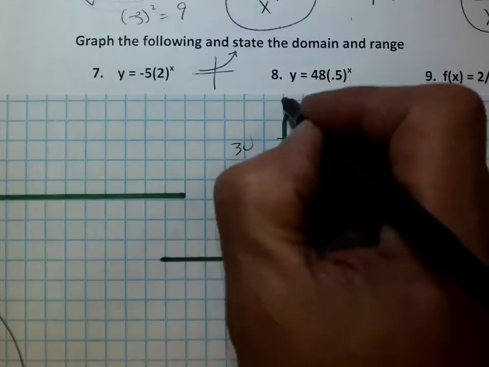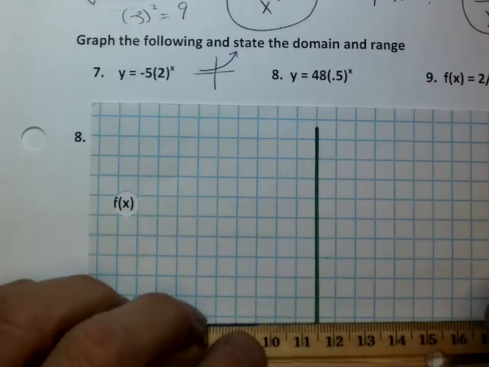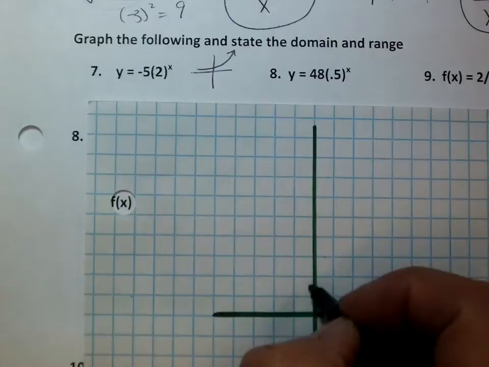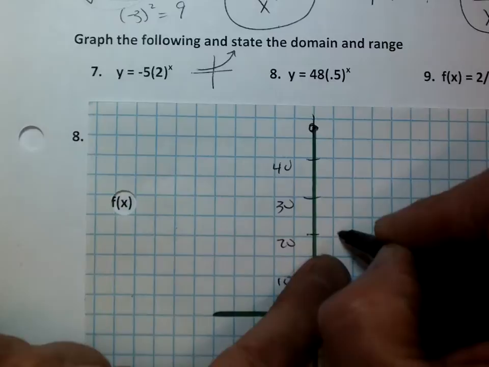Oh, I might redraw this one so I got more room. All right, let's go. 10, 20, 30, 40. So I'm starting up at 48, and it goes down. Okay, we'll go down from 48 to 24.